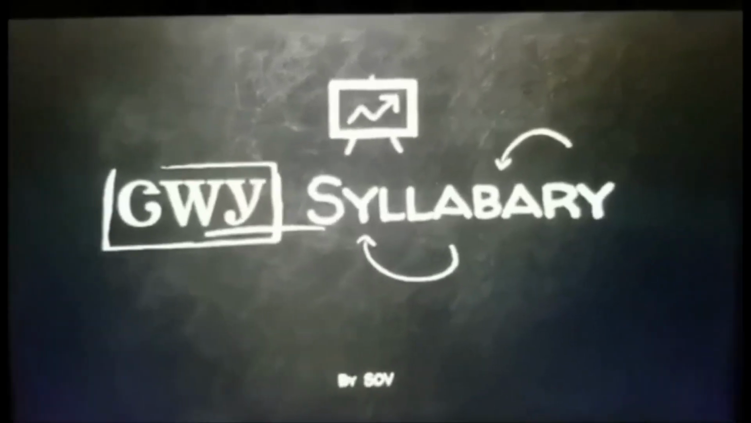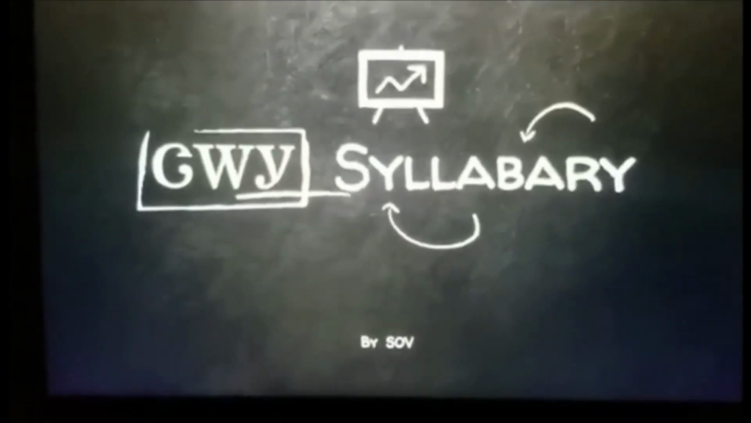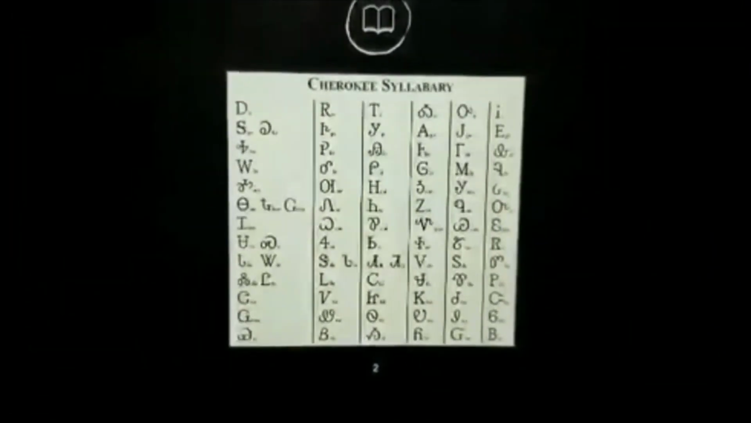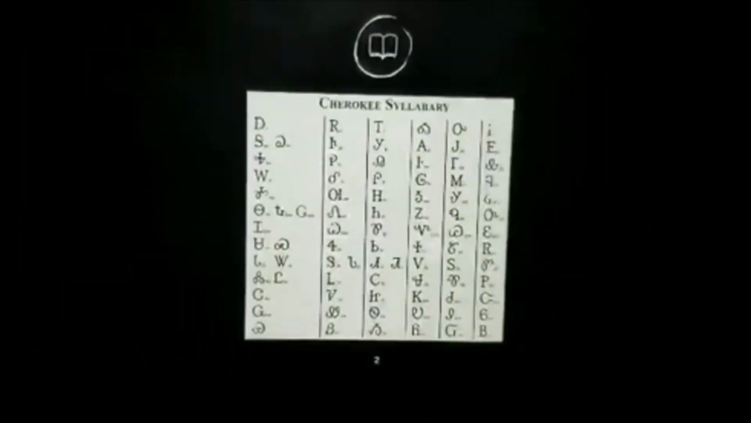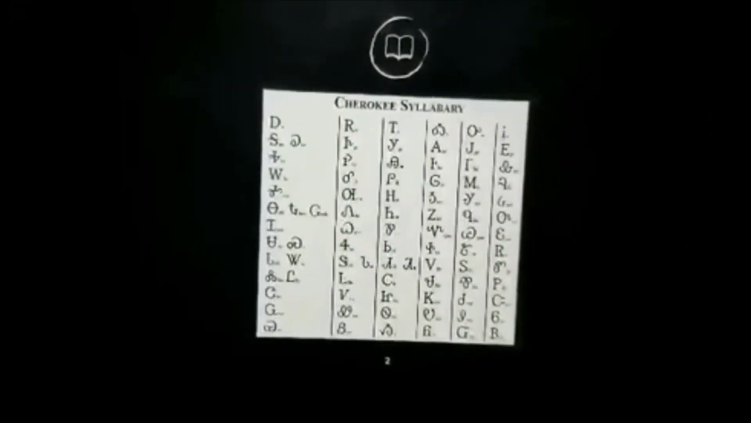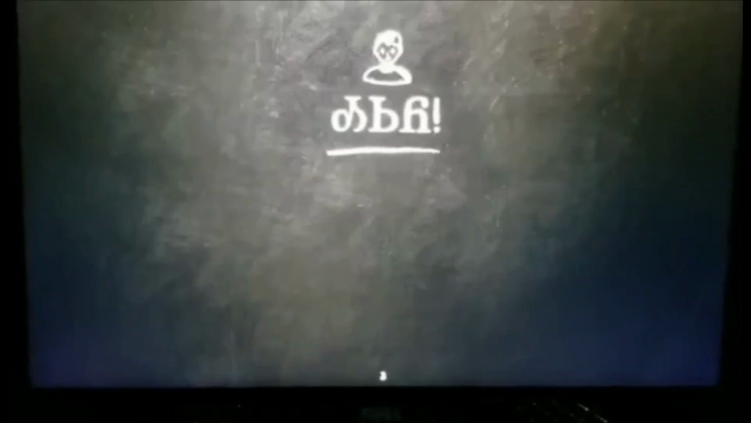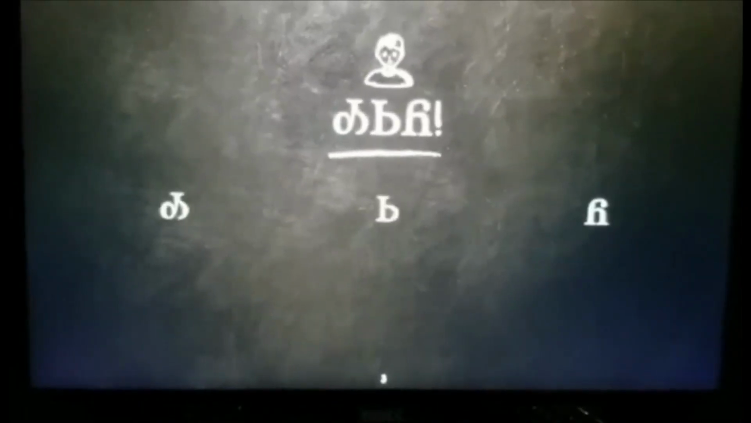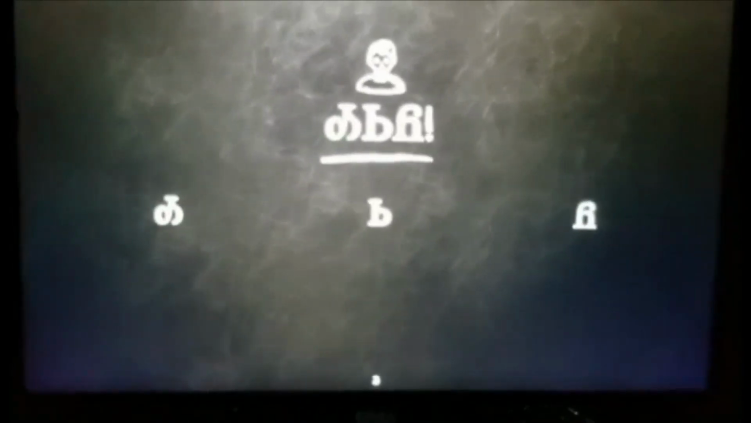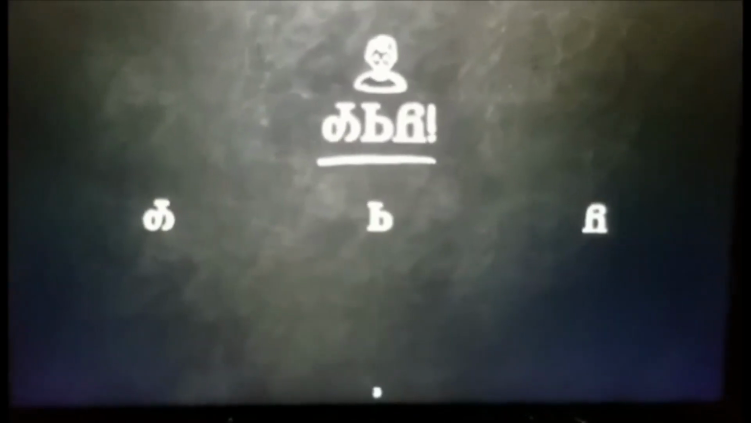Okay, so here's what I've got for you so far. Let's see here. So this is a syllabary that we'll be going over, obviously. Okay, I figured we start off with OCO, since that's one word everybody knows.